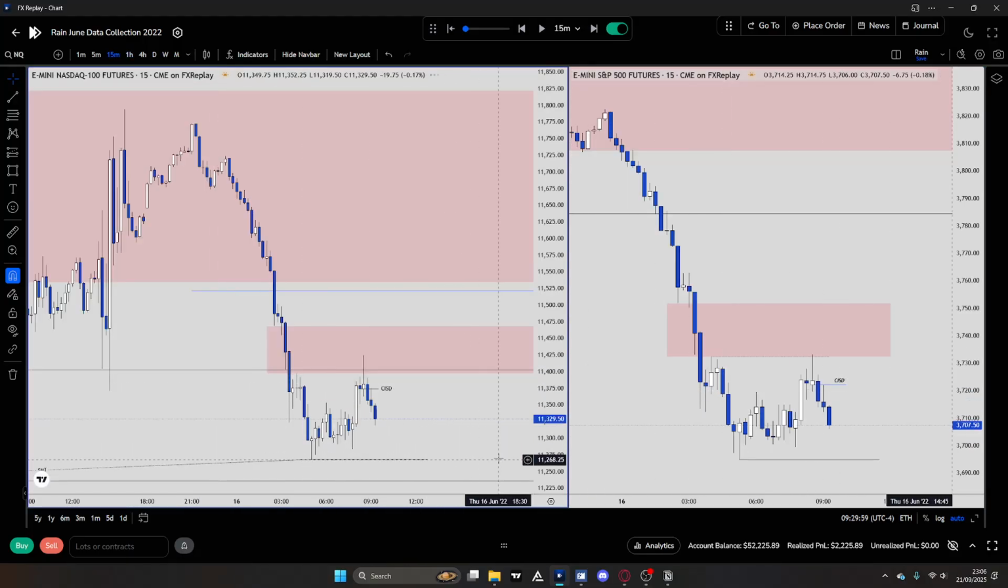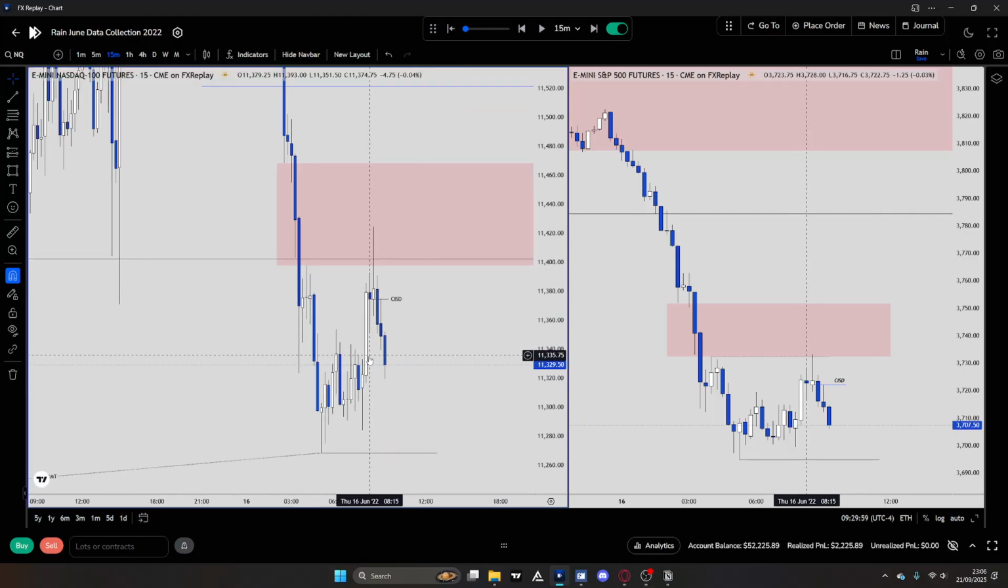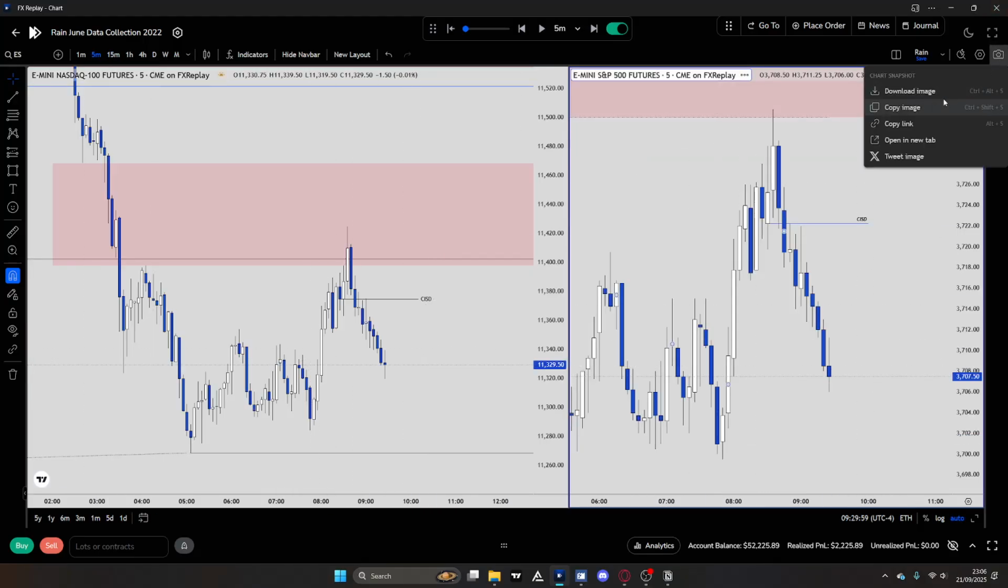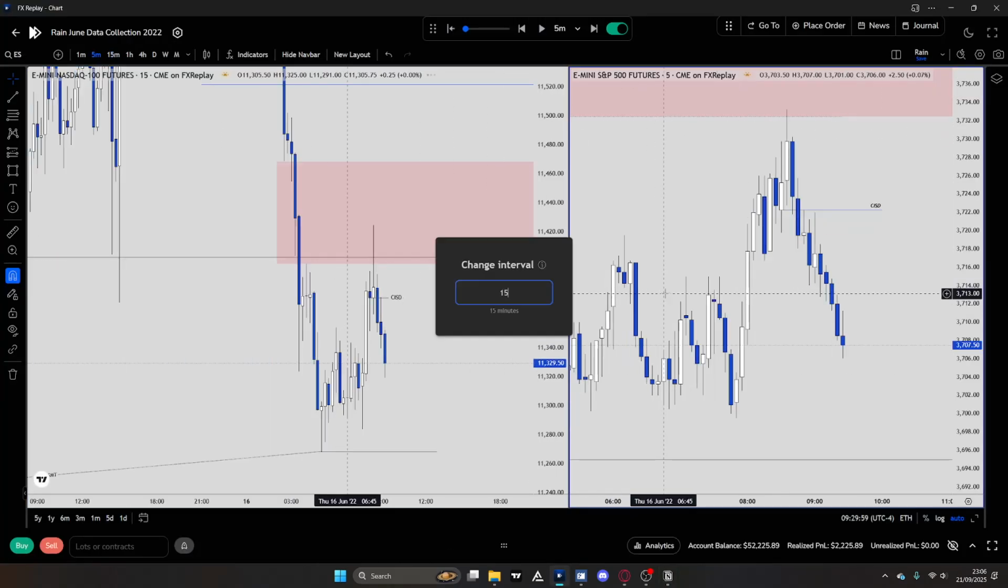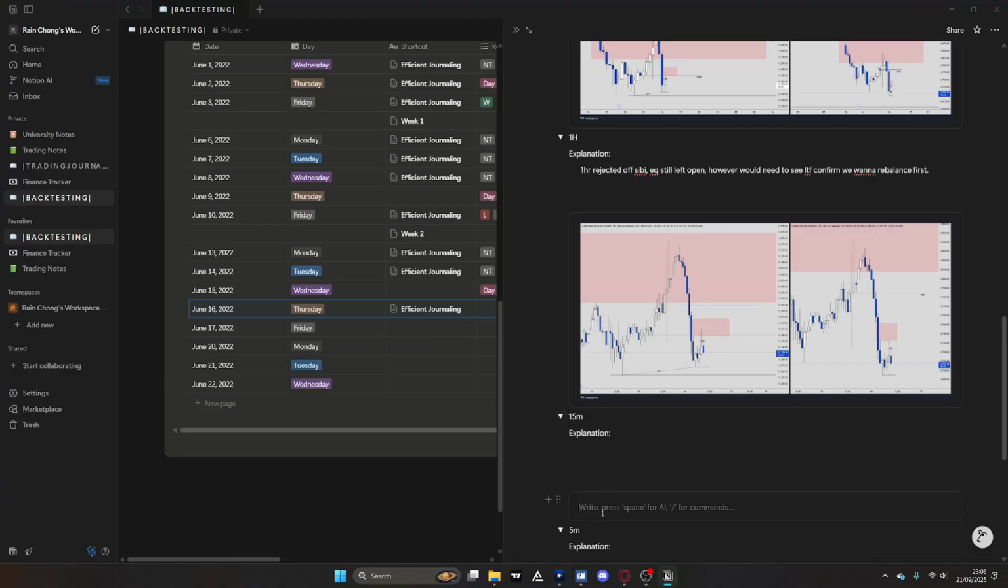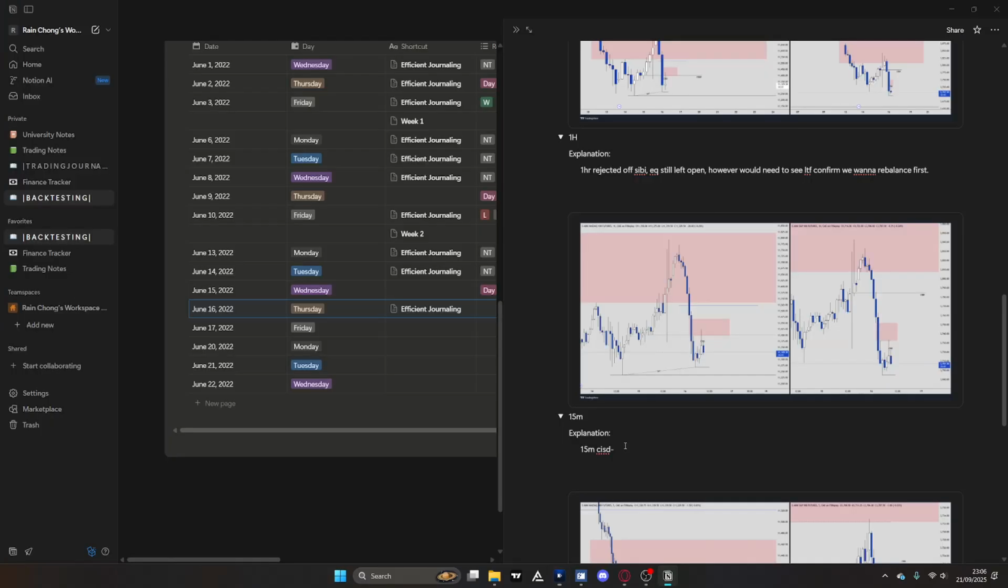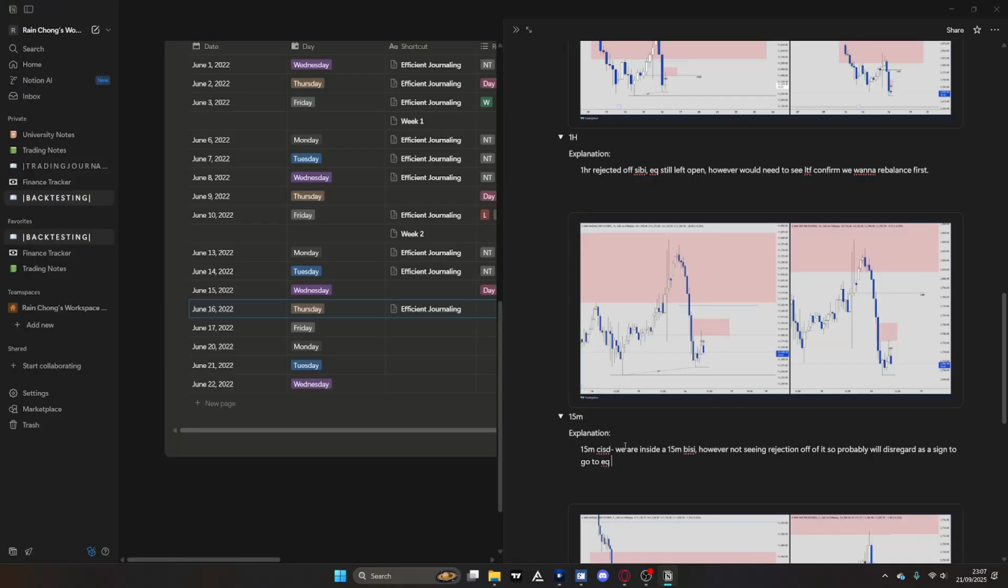15. We are actually inside this BISI. However, not really showing any signs of rejection, so I'm gonna mention that. 5 minute. Oh, actually no, I will mention that. Let me go back to the 15 and put that in. So we actually have a 15-minute change. 15-minute change in the state. We are inside a 15-minute BISI, however, not seeing rejection off of it, so probably we'll disregard it as a sign to go to EQ or rebalance.